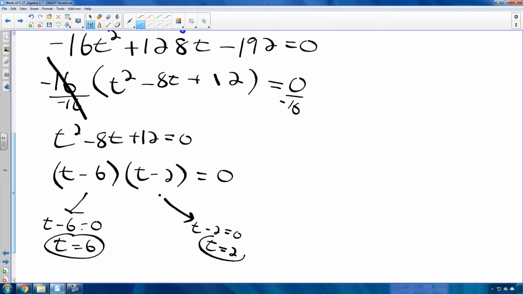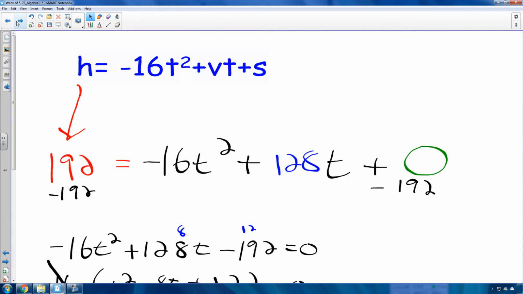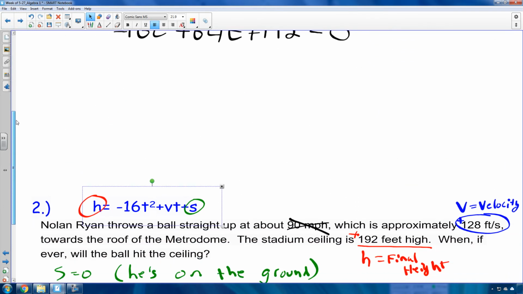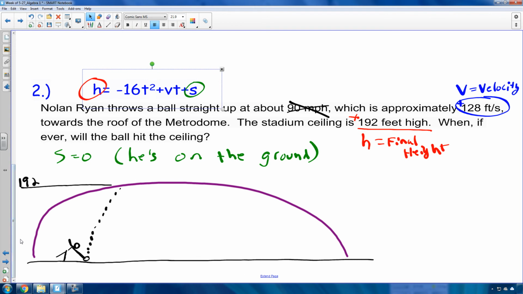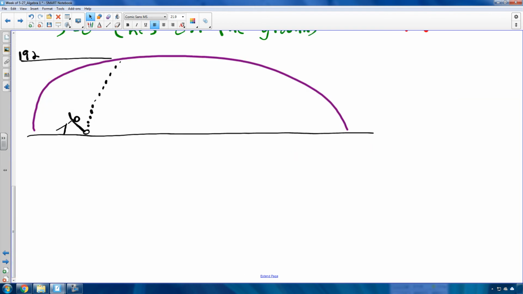Okay, so you'll notice that I've solved the equation and I got two different times, 6 and 2. It's either going to take the ball 6 seconds to get to the ceiling or 2 seconds. So now we need to look back at the picture and say to ourselves, does it make more sense for this to take 6 seconds or 2 seconds for it to hit the roof of the Metrodome? So it's either t equals 2 seconds or 6 seconds.